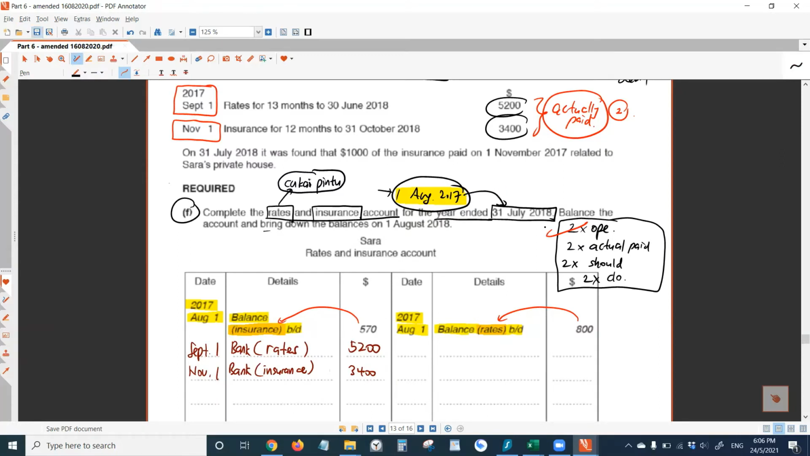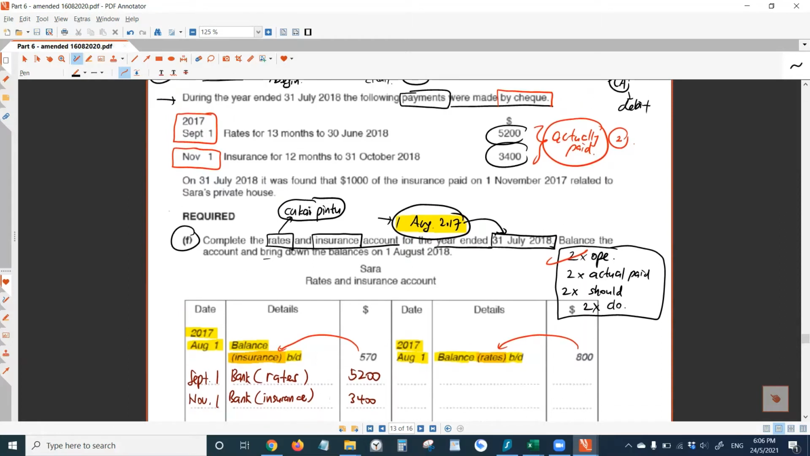Okay, now, you see, there are a few lines that I have not interpreted for you. Here it says, for 13 months to 30th June 2018, and this line says, for 12 months to 31st October 2018. I will tell you what they mean soon, but I would like to solve the last paragraph first.